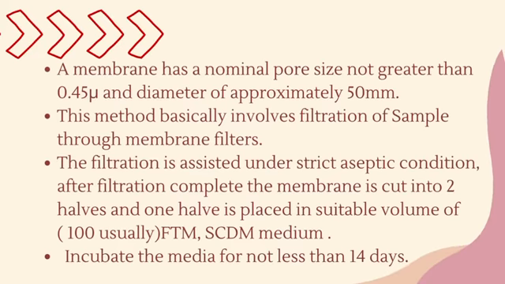Membrane filtration method. A membrane has a nominal pore size not greater than 0.45 micrometer and a diameter of approximately 50 millimeters. This method basically involves filtration of the sample through membrane filters. The filtration is performed under sterile aseptic conditions. After filtration is complete, the membrane is cut into two halves, and one half is placed in a suitable volume of 100 ml, usually fluid thioglycollate medium and soybean casein digest medium. Incubate the medium for not less than 14 days.